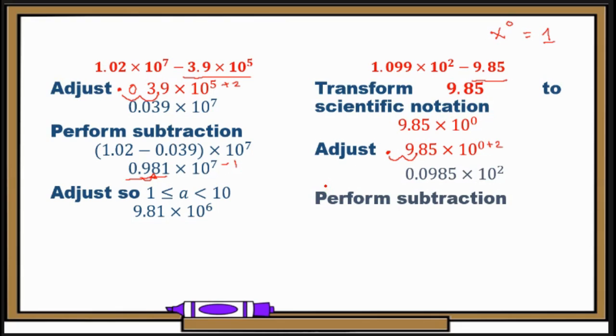Perform subtraction. 1.099 minus 0.0985 times 10 raised to the power of 2 is 1.0005 times 10 raised to the power of 2.